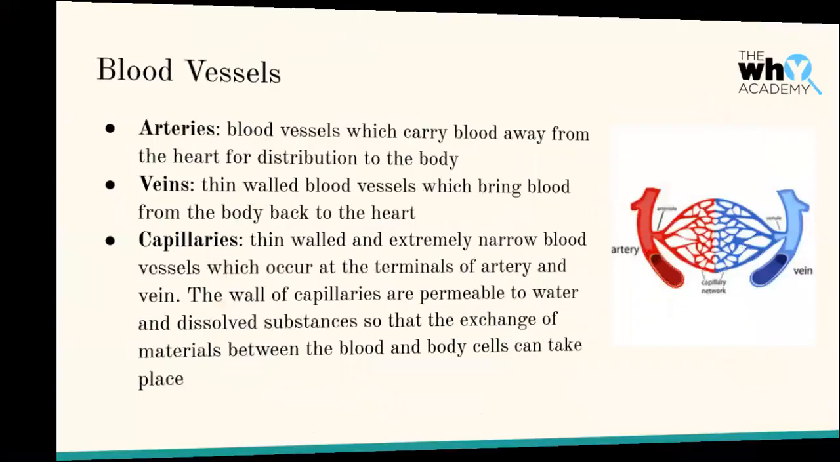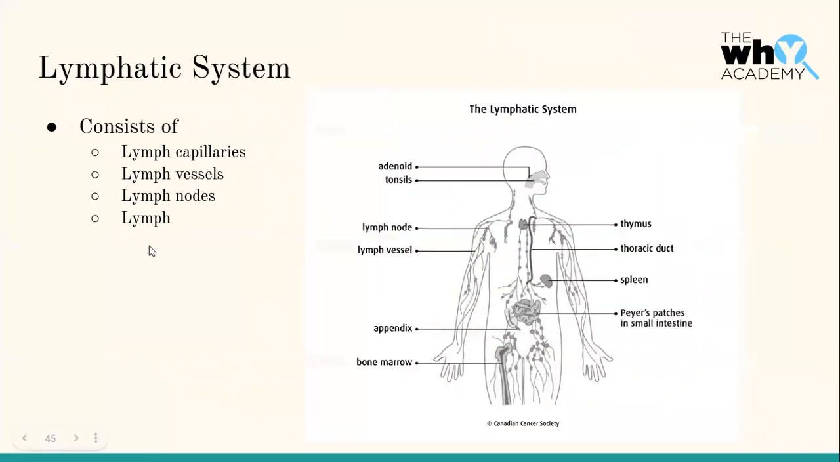Next we see the lymphatic system. The lymphatic system consists of, just like blood, the exact same thing, you can think of it. But instead of blood, there will be lymph flowing in the lymph vessels and lymph capillaries. So it consists of, just write these 4 points. It consists of lymph capillaries, lymph vessels.